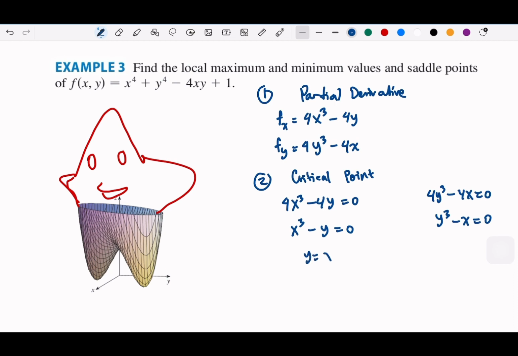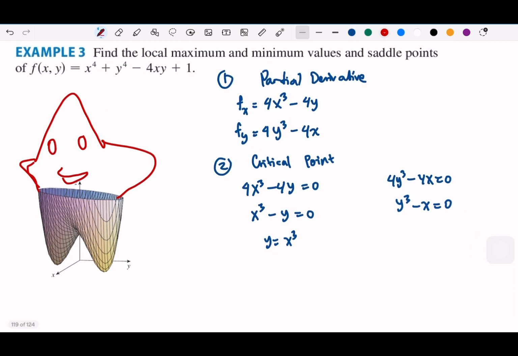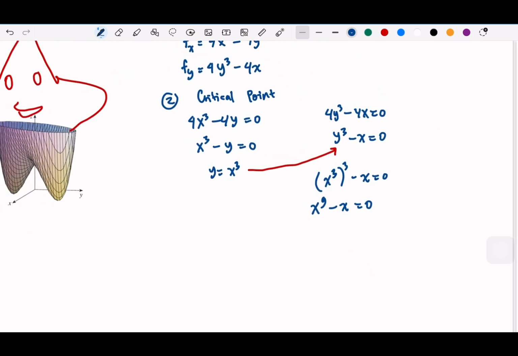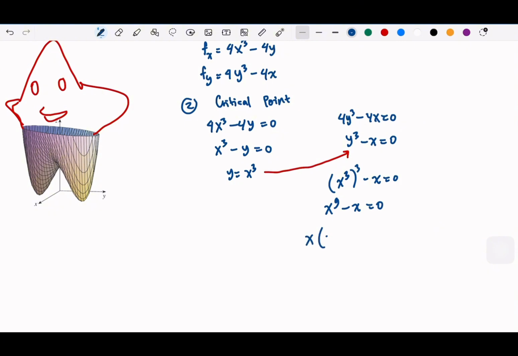Suppose that we have y is equal to x cubed. So I will try to substitute this to here. So y cubed will be x cubed and then cubed. So this will be x to the power of 9 minus x equals 0. So yeah, it's a higher power. So x times x to the power 8 minus 1 equals 0. But this part we can factorize. It's just like a quadratic function.